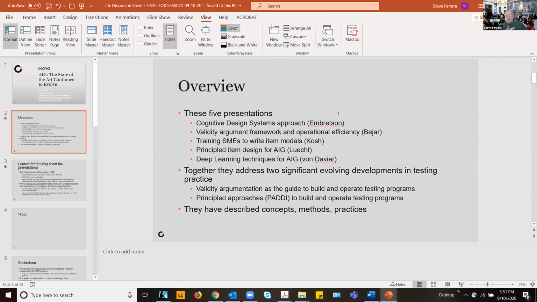One is validity argumentation, not just as a thing we do at the end, but as the guide to build and operate testing programs. And the second big development is principled approaches to building and operating testing programs. And I use that acronym PADDY to be complete. It's principled assessment, design, development, and implementation. Going from soup to nuts is how I think about these things.